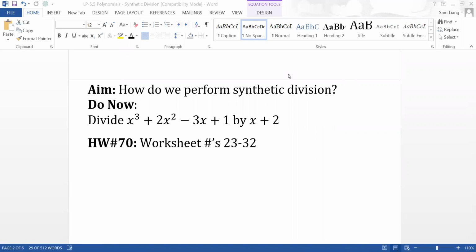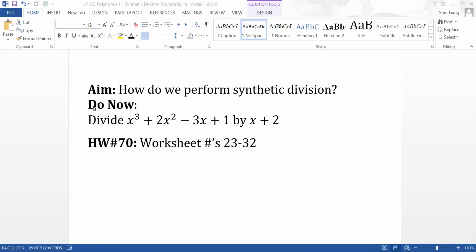Today we're going to talk about synthetic division. If you remember yesterday, we talked about polynomial long division. Today we're going to find a quicker way to divide two polynomials. There's going to be a caveat, a condition that has to be met before we use synthetic division. But if that condition is met, then you'll see that it's really easy. You might remember this from Algebra 2. If not, that's okay. We're going to go through it today.